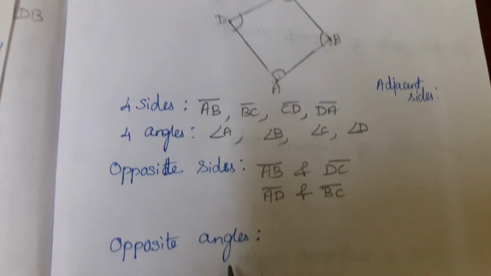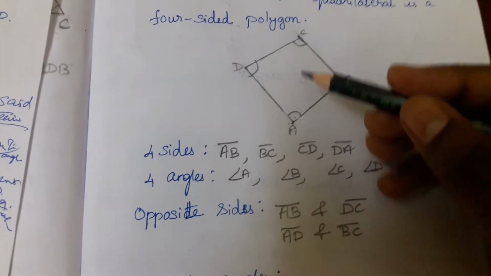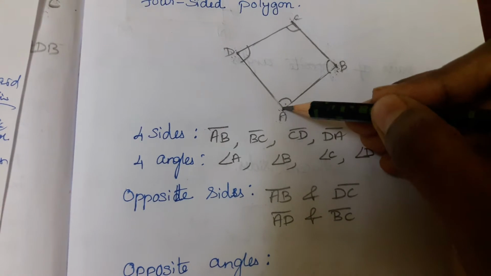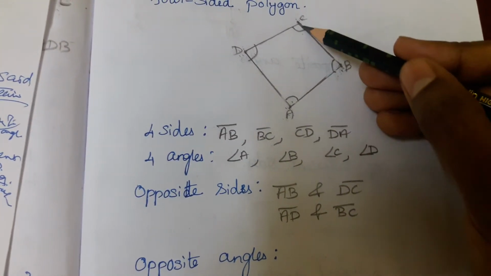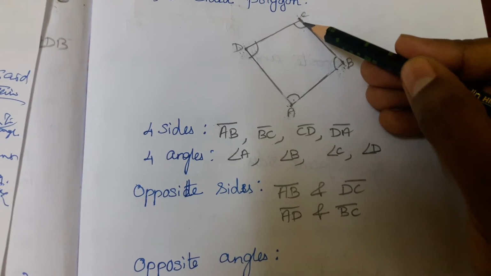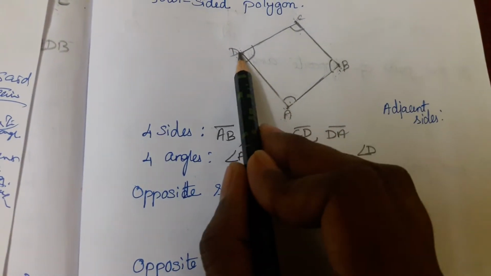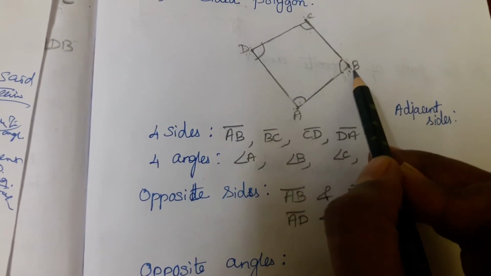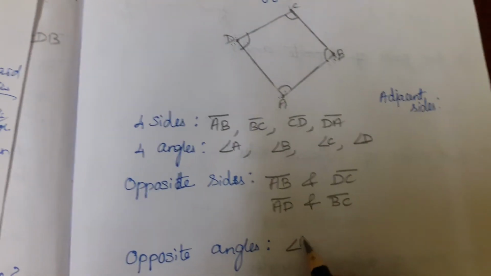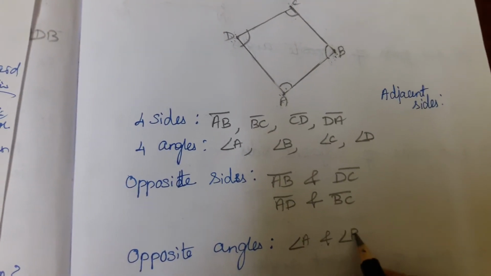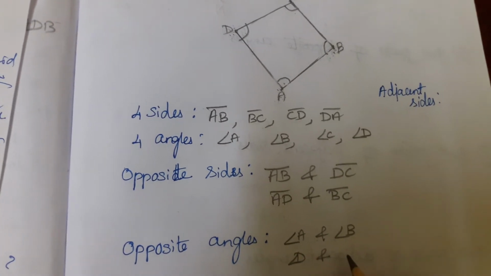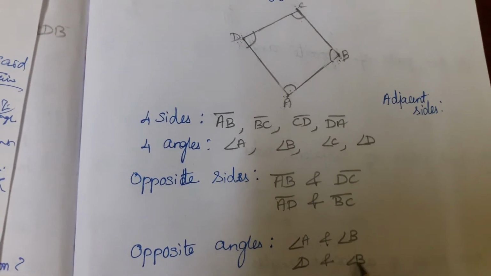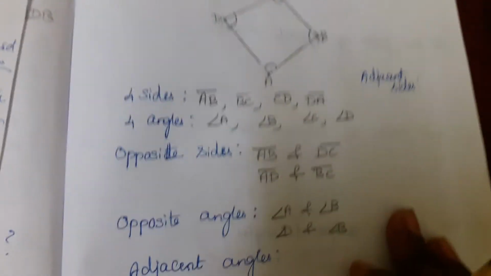Then, opposite angles. What are the opposite angles? Angle A is opposite to angle C. Angle A and angle C are opposite angles. Similarly, angle D and angle B are opposite angles.